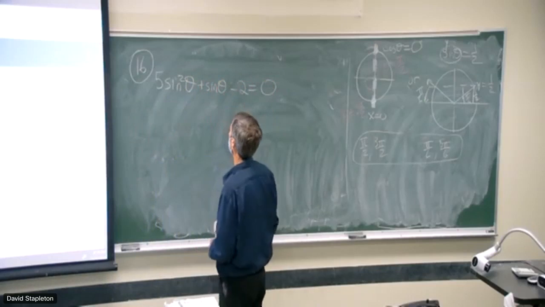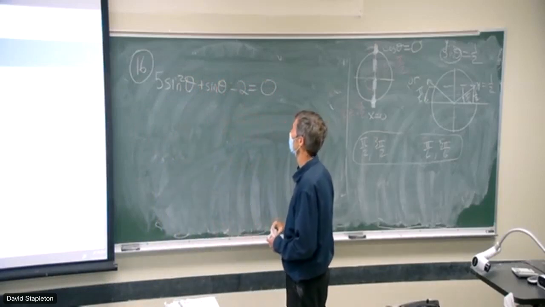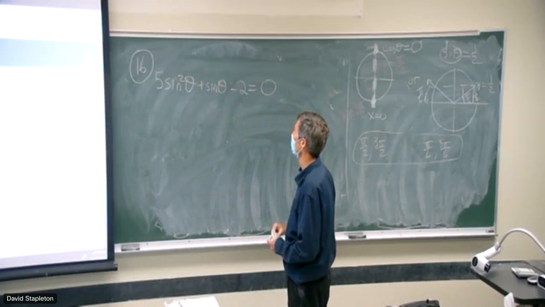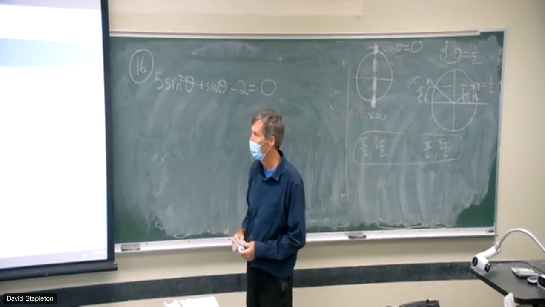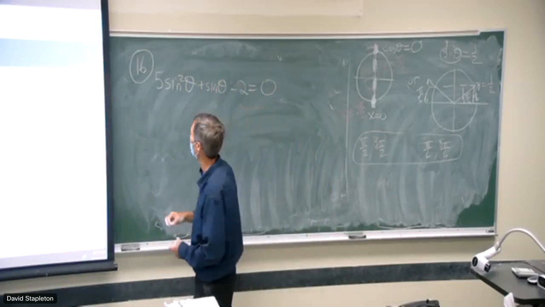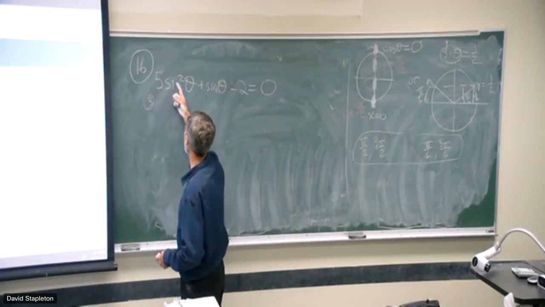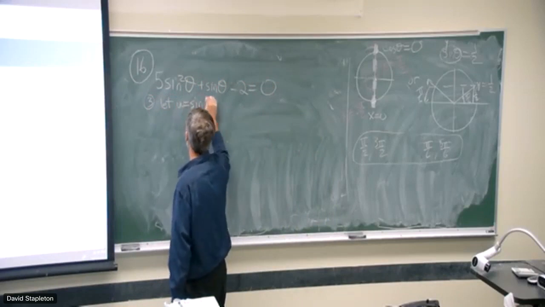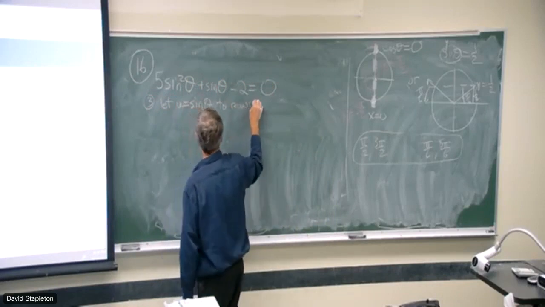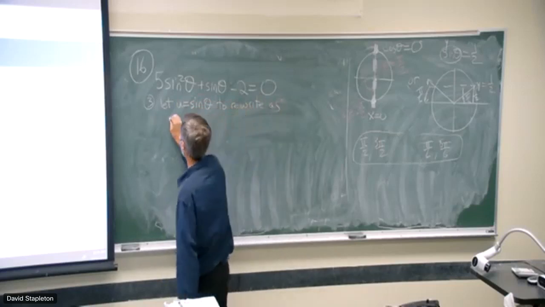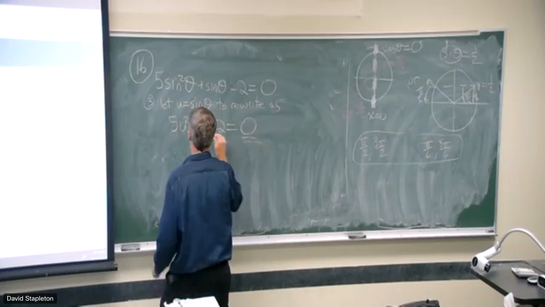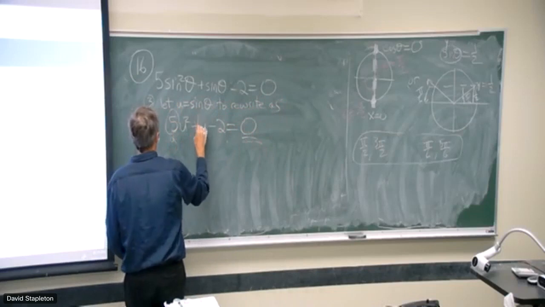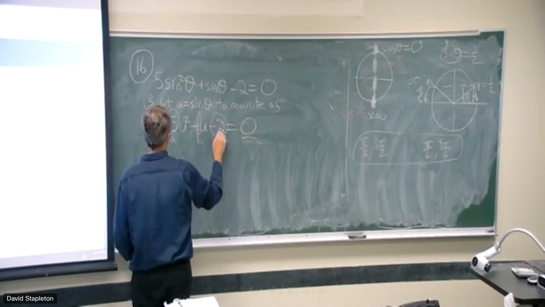All right. What's the first thing I do? Yeah, you use method 3, since it's a sine squared and a sine and constant, let u equal sine theta, to rewrite this as 5u squared plus u minus 2 equals 0. Luckily, we have 0 on the right-hand side. So I read off this is A, this is B, and this is C.